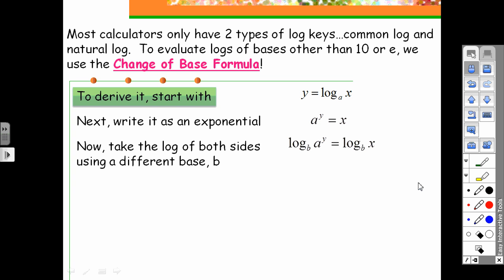Then we're going to use our new property of logs that says this exponent can now be moved to the front of that log. Remember, we're trying to have a formula on how to evaluate this, so we want it to be y equals something. So y is being multiplied by this log, so I'm going to divide both sides by the log base b of a. And that right there, folks, is your change of base formula.